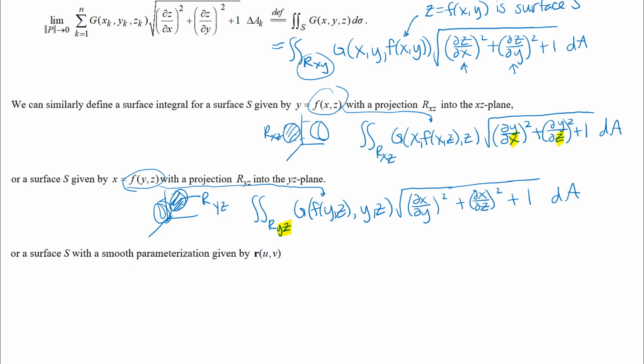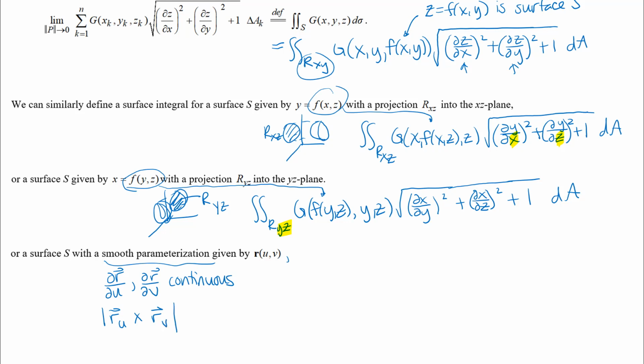All right, if I have a surface S with a parameterization given by r of u and v, our textbook goes through this one, so I'm probably not going to go through this one in as much detail. You can look at that in your textbook. But your r of u and v would need to be a smooth parameterization. That requires that the partial derivative of r with respect to u and the partial derivative of r with respect to v are both continuous, and the magnitude of the cross product of those two partial derivatives.